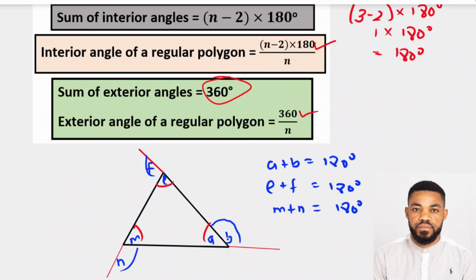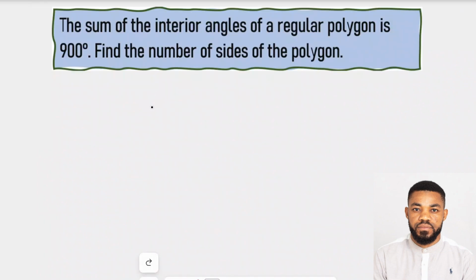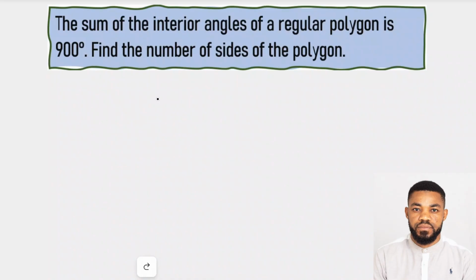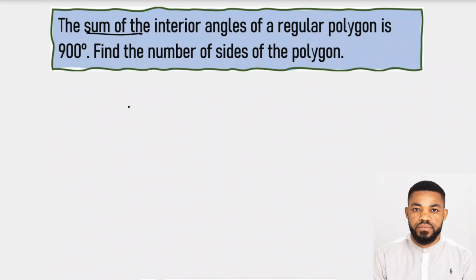You have to take notice of this property because it's going to be useful in most of the questions that we meet. So let's get our first question here: the sum of the interior angles of a regular polygon is 900 degrees. We have to find the number of sides of the polygon. For this particular question, the sum has been given. So this is the formula that we're going to use. We have the sum. I'm just writing sum. So that's going to be sum of interior angles is equal to n minus 2 times 180 degrees.